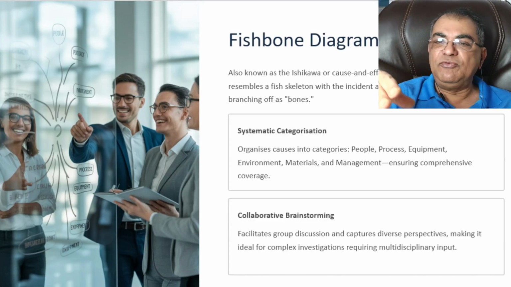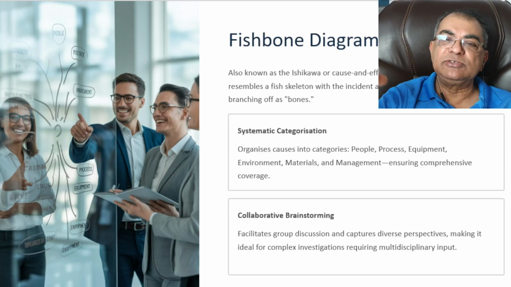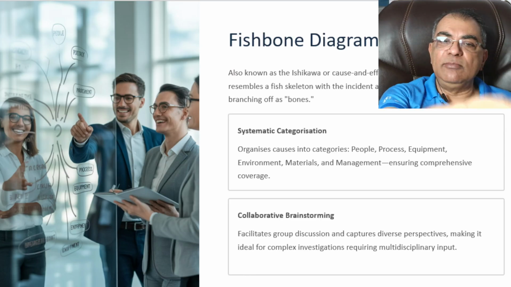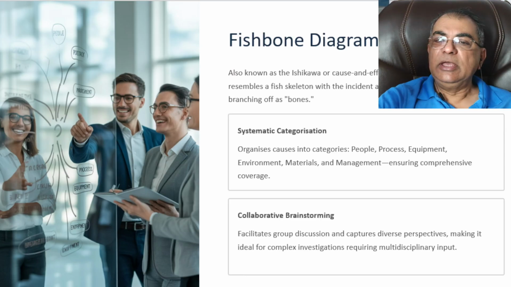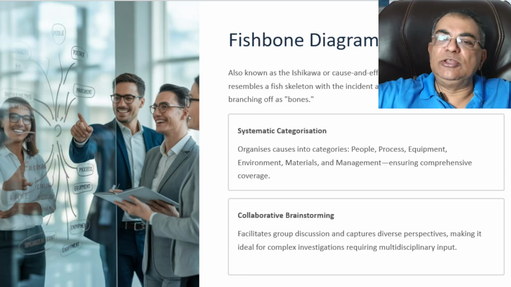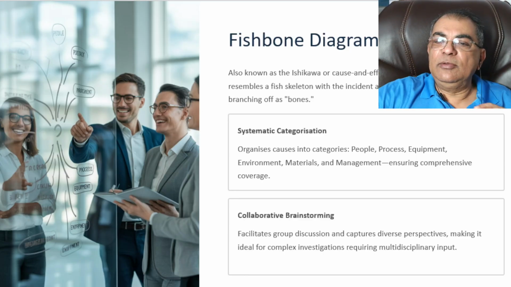The next one is Ishikawa. It is called the fishbone; you will always hear the fishbone diagram. You can see it in the drawing also. It is also known as the Ishikawa or cause and effect diagram. This visual tool resembles a fish skeleton with the incident at the head and potential causes branching off the bones. Okay? So, systematic categorization.